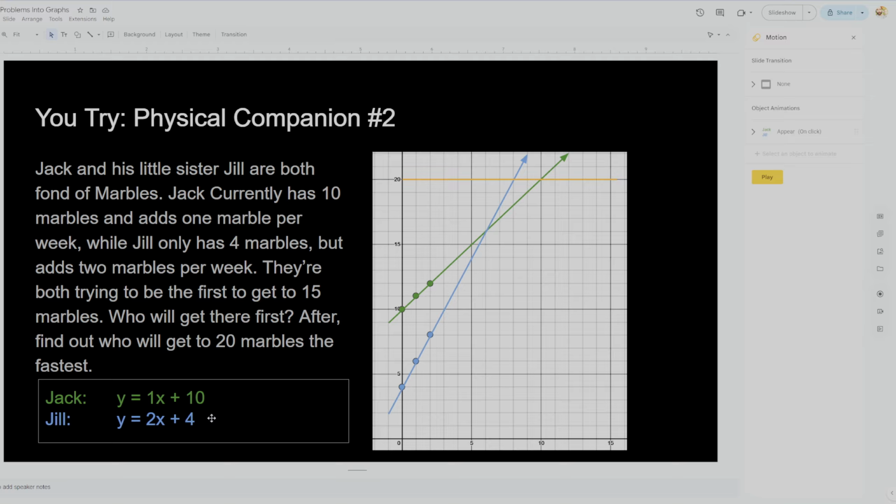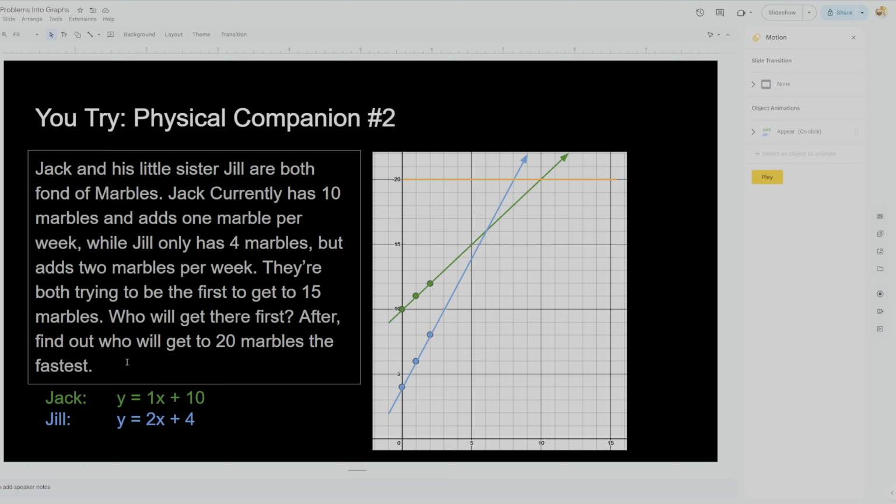That's pretty much all that we need to answer for this question. We answered both of them.